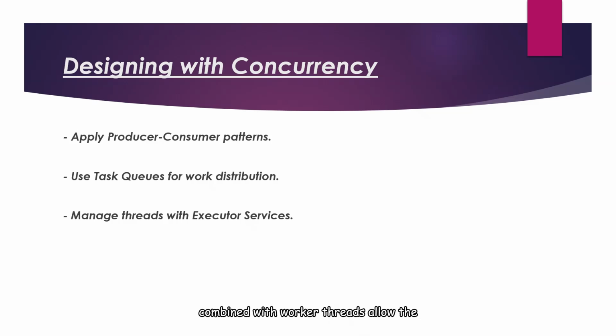Task queues combined with worker threads allow the system to balance work among multiple processors, and frameworks like Java's ExecutorService or Python's asyncio provide elegant abstractions over raw threads, making it easier to manage resources without reinventing the wheel. Design smart so that your concurrency model is predictable, scalable, and easy to maintain.